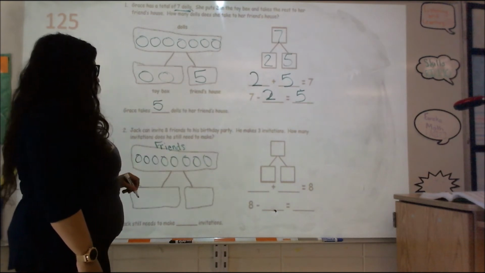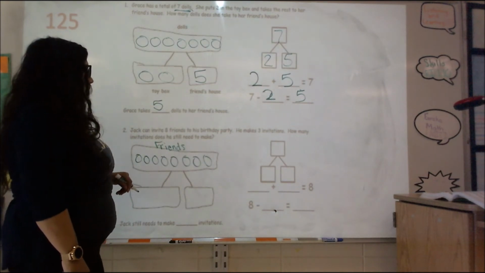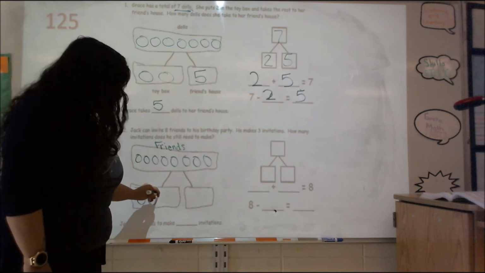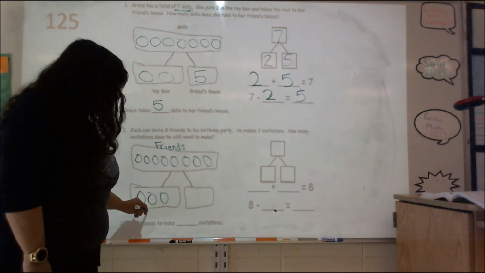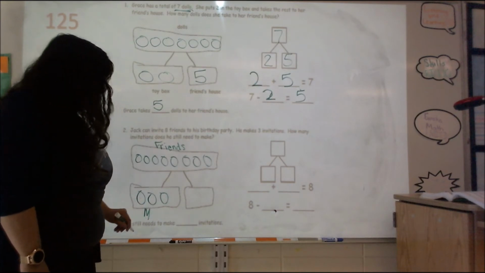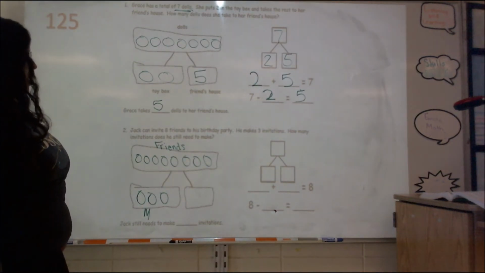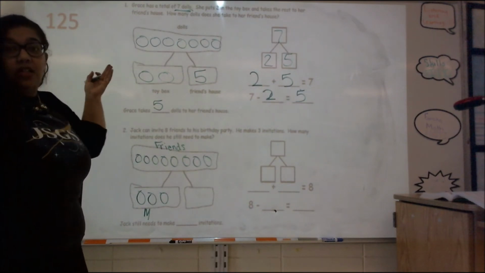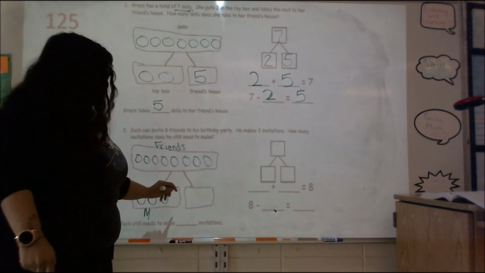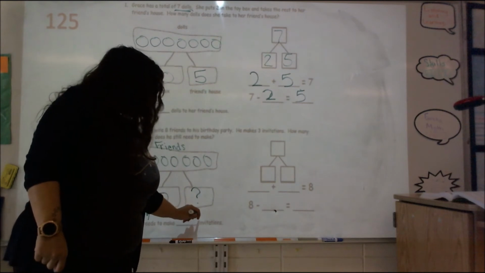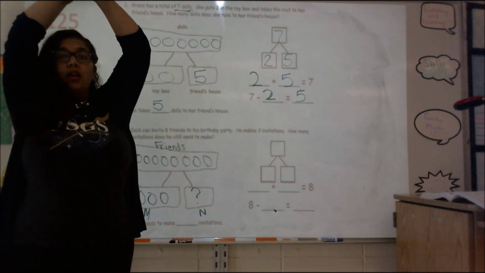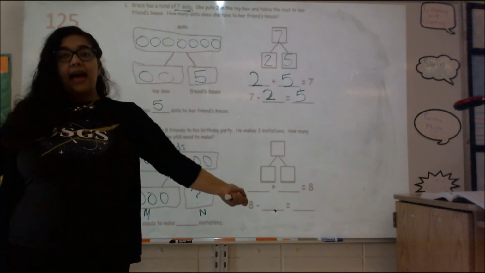He makes 3 invitations, okay? So 1, 2, 3. We're going to put M for makes, because you already made those. Makes 3 invitations. How many invitations does he still need to make? That's our missing part, and I'm going to put N for need. So he's got 8 friends, 3 invitations made. How many more does he need?